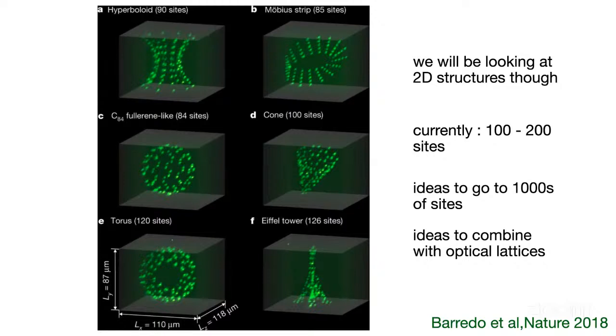For many-body physics, we will mostly be looking at 2D structures. Currently we have about 100 to 200 sites with possible Rydberg excitations. There are ideas around to go to thousands of sites, 6,000 or more. You can find it in the literature, currently not old enough. There are also ideas to combine tweezer arrays with optical lattices. There is interesting work by many groups in this direction, but this is for the future. This is not what we'll talk about today. But the field is kind of booming. There are many ideas and a lot of development.